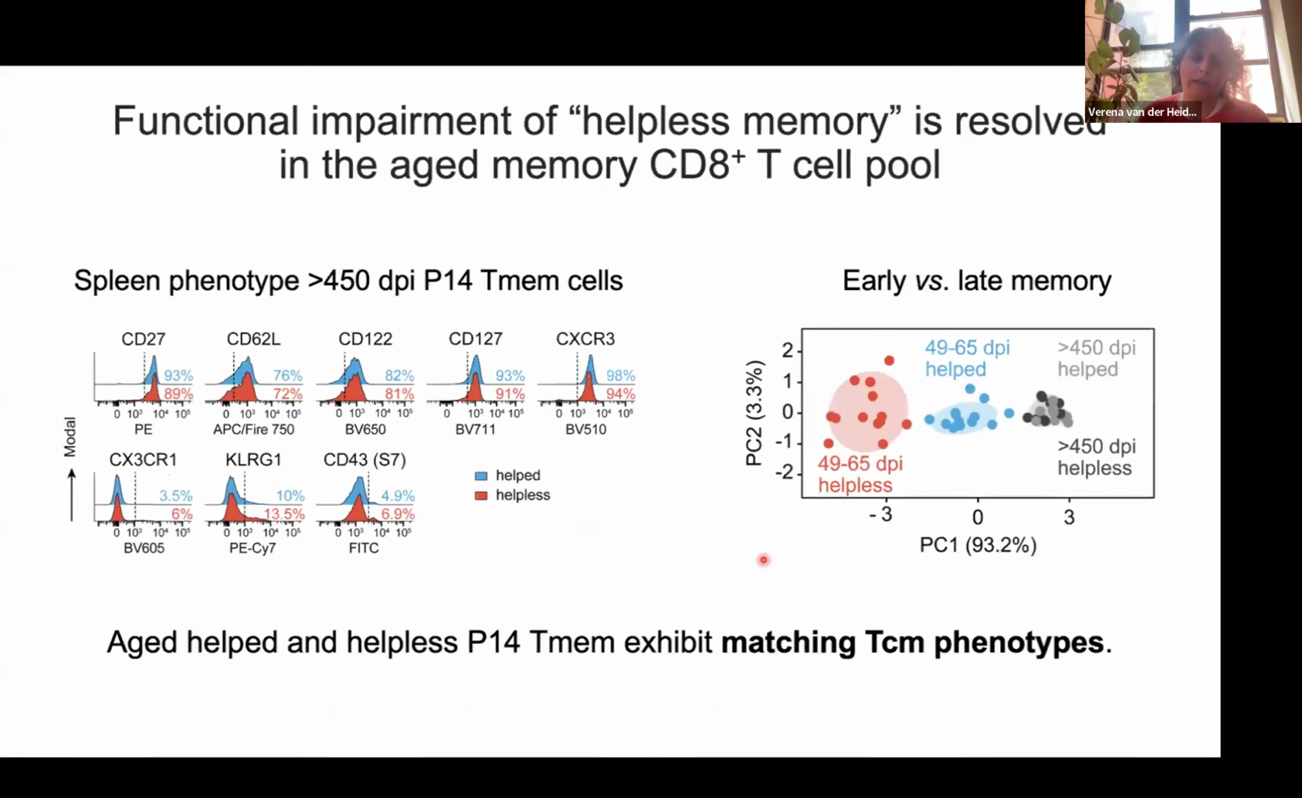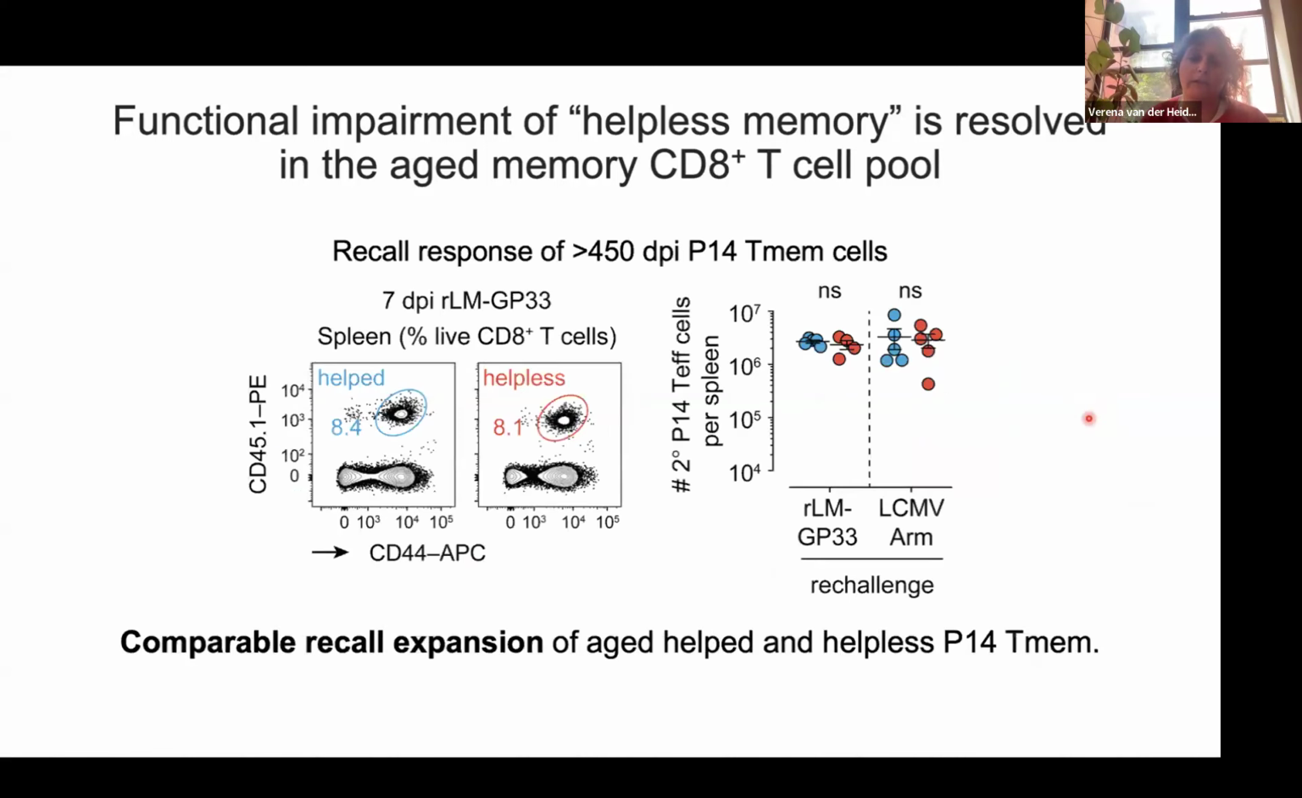And when we look at the phenotype of memory cells, helped and helpless, in the spleens 450 days after infection, which is about the time point that I showed you in this early kinetic, we actually see that there is no difference. All the markers that were different at these early stages between helped and helpless mice kind of converge. When you look at this late memory stage, they look phenotypically very similar. Most of them have a matching TCM phenotype. Importantly, however, we also now see no differences in the functional compartment. I'm not showing this, but they produce similar levels of cytokines.